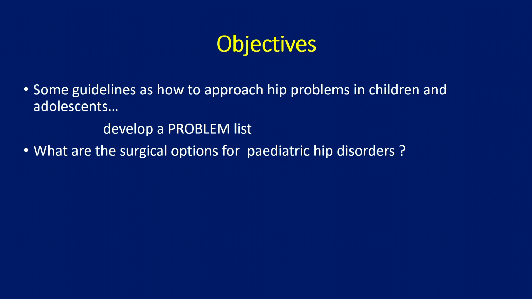So the objective of this conference really is how to approach various hip problems in children and develop a problem list. This problem list is equivalent to what Gavin said this morning, a surgical strategy. So both are the same thing. So what is the problem list? And I repeat, it's a surgical strategy.